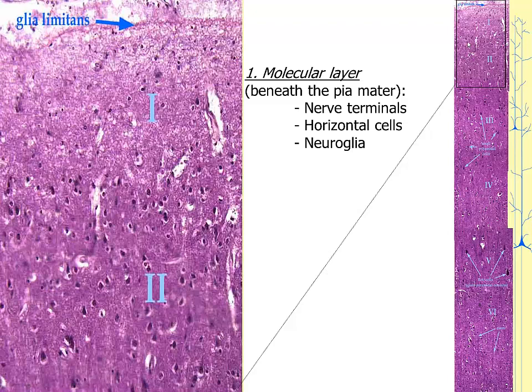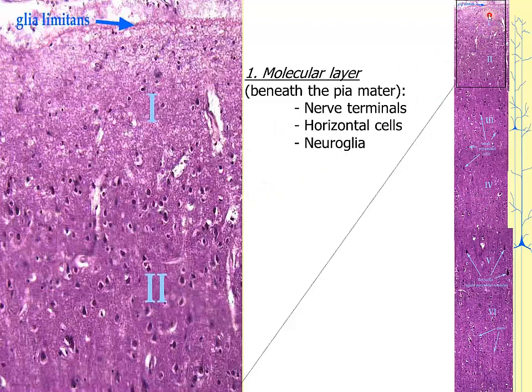All right, so here I've tried to put together sort of a lower mag view from the pia mater all the way down as far as we can see here. Here are our 6 layers. White matter is going to be off the bottom of the screen. And then this is the inset. We're going to blow the inset up over here.